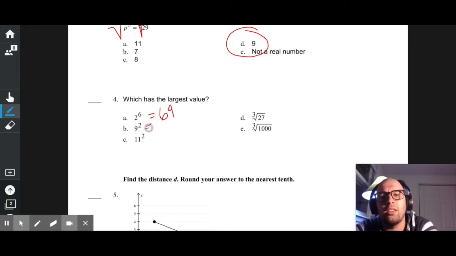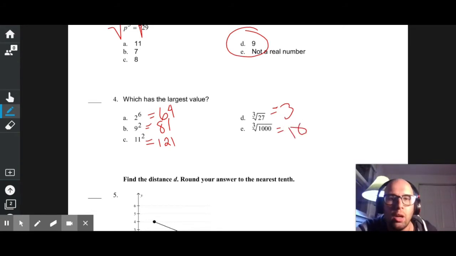9 times itself is 81. 11 times itself is 121. The cube root of 27, as we said on the last page, is 3. The cube root of 1,000 means what times what times what is 1,000. 10 times 10 is 100, times 10 again is 1,000. Which is the largest value? Looks like it's going to be 11 squared.